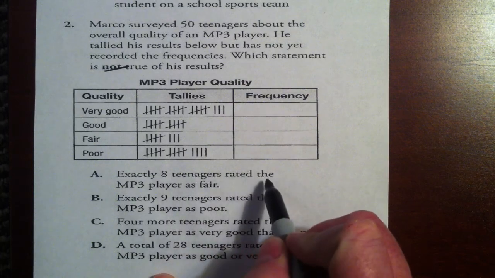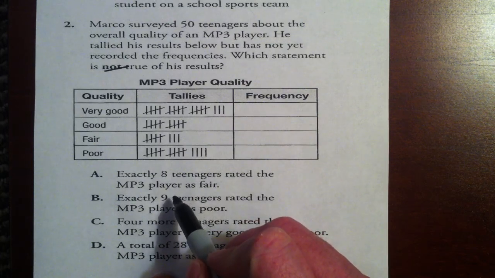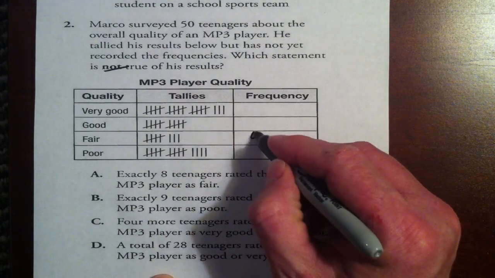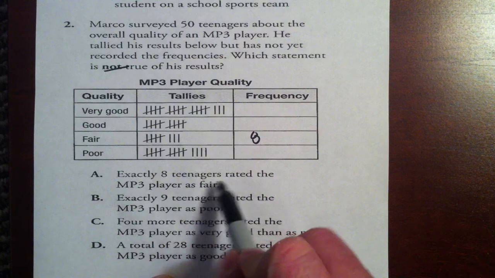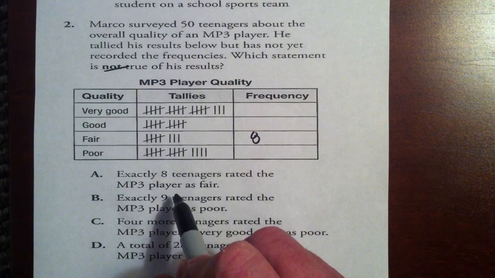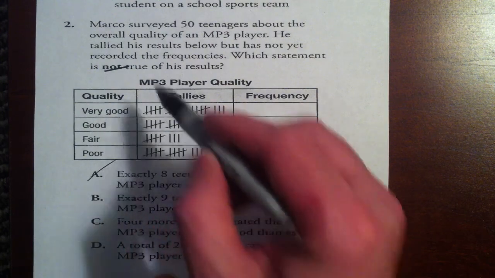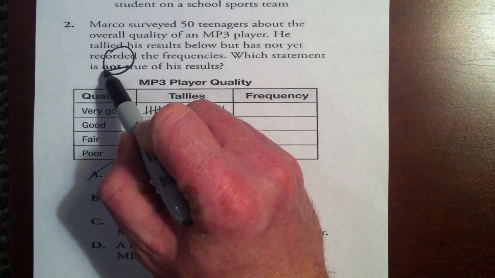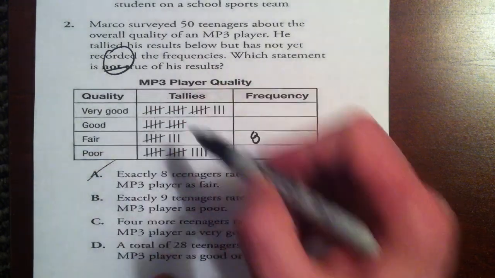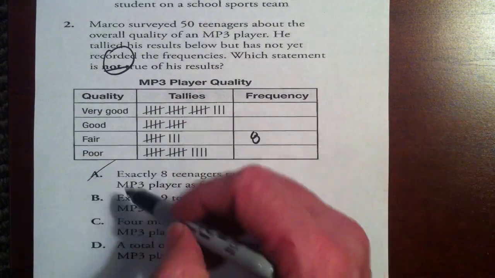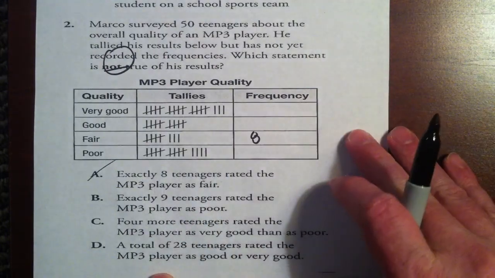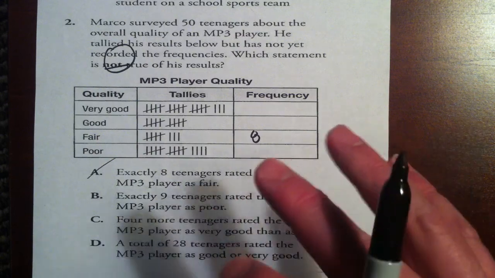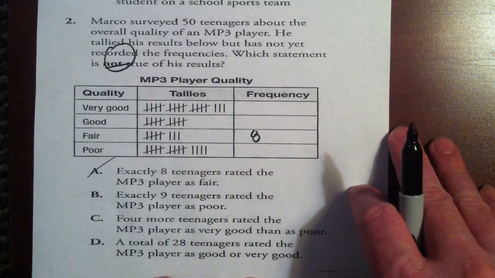A, exactly 8 teenagers rated the MP3 player as fair. Well, let's take a look. Fair. We have 5, 6, 7, 8. Exactly 8 teenagers rated their MP3 as fair. This is true, therefore this is not the choice, because remember, we're looking for what is not true. And you've got to be super duper careful not to make this mistake, because what you're going to do is see this one and see that it's true, and you're going to think that's the right answer, and you're going to mark that not only on my test but on the CRCT. And we've got to get all of our silly mistakes out of the way ahead of time. So we've got to make sure we know what the question's asking us.